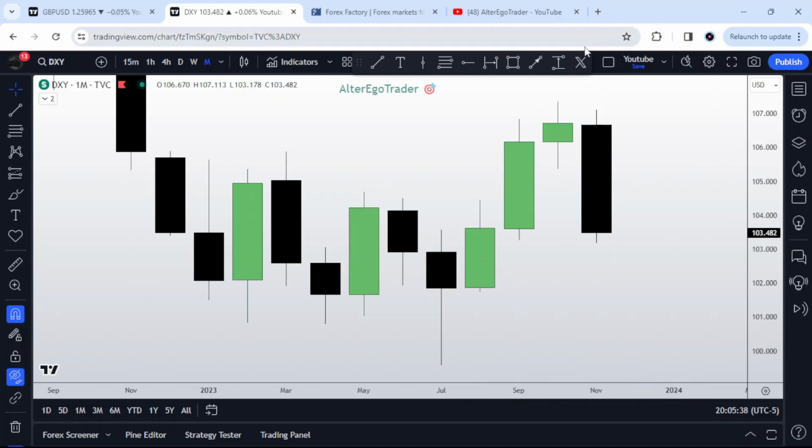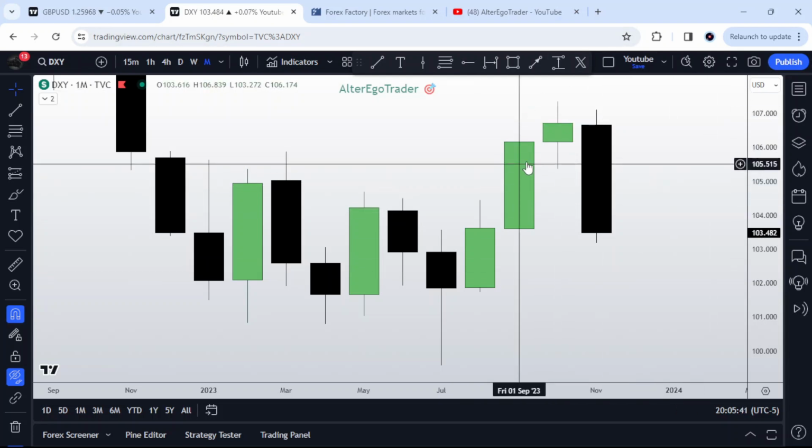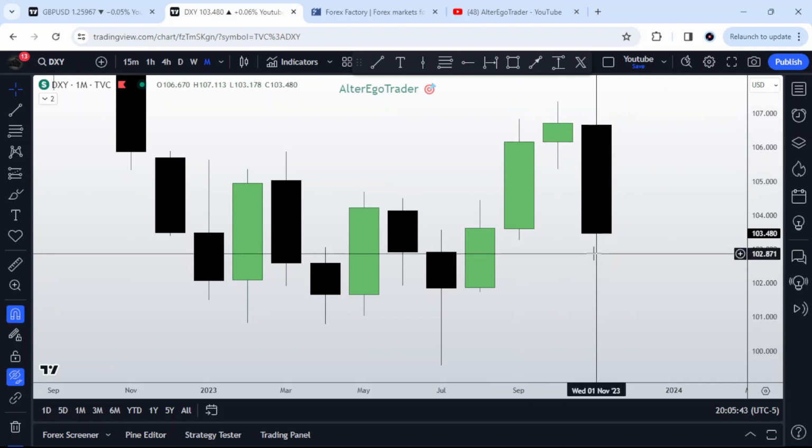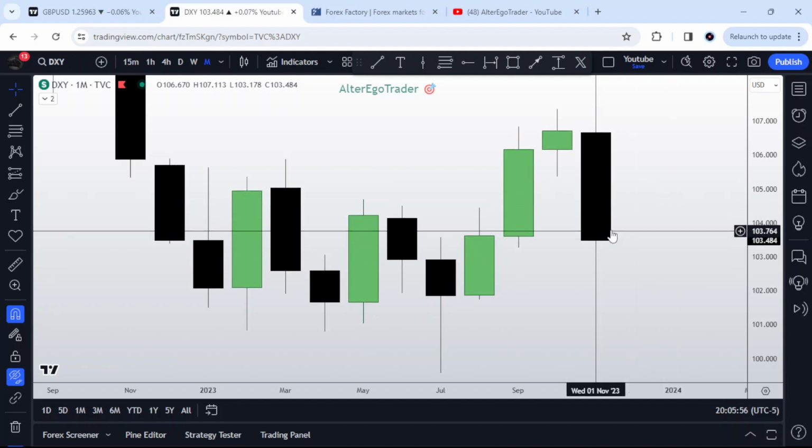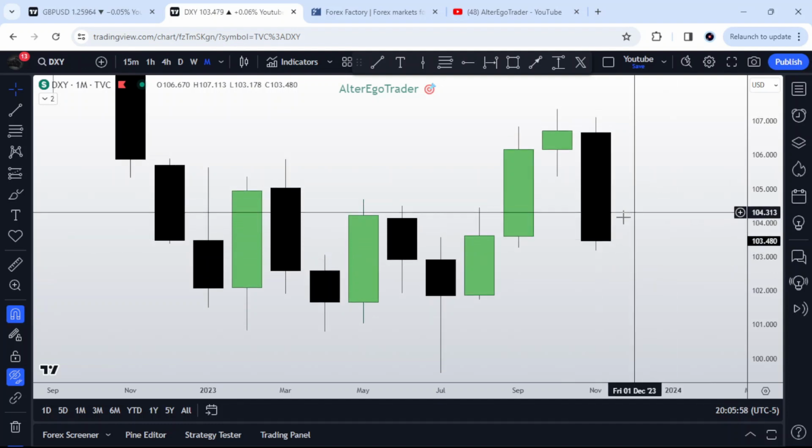We have this swing high, right? Higher high, then lower high. That's a swing high, and this is a very bearish candle for November. So it would be nice to see how the month closes, right?